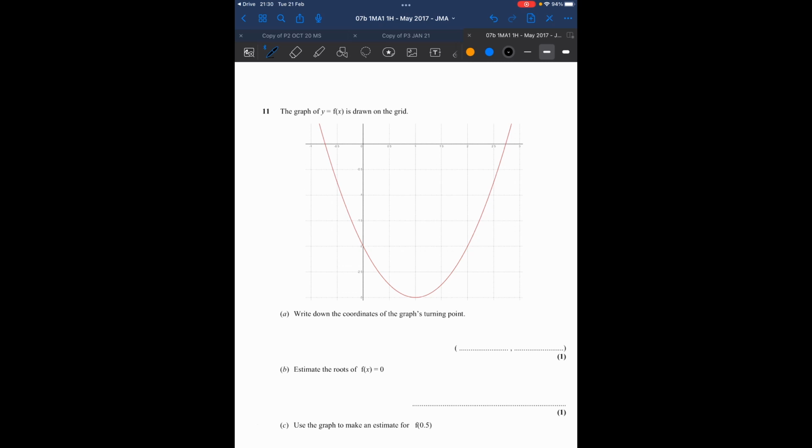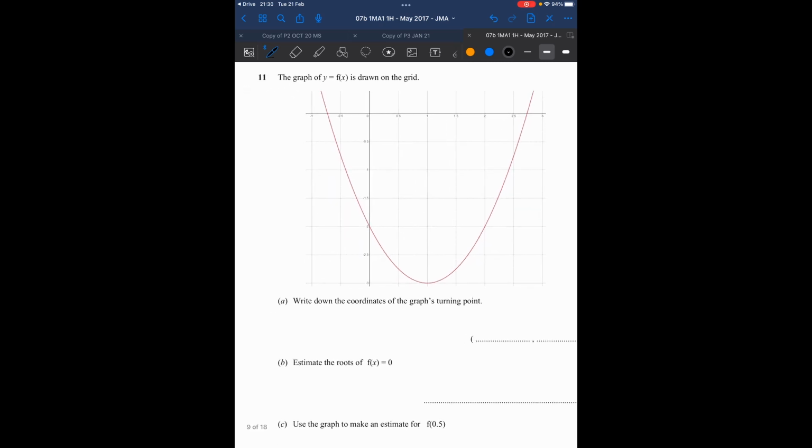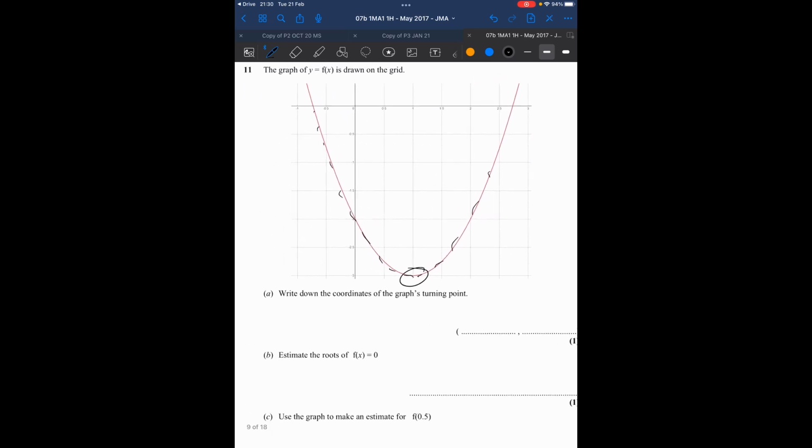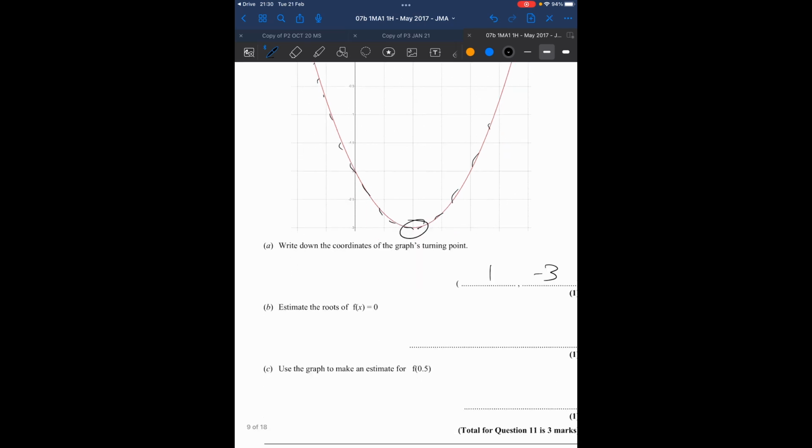The graph of y equals f(x) is drawn on the grid. That doesn't really mean anything, it just means here's a graph. Write down the coordinates of the graph's turning point. Well, that's just where the graph turns. So it goes down, down, down, and then it goes back up. So we're interested in this point here. I would say that that is (1, -3).